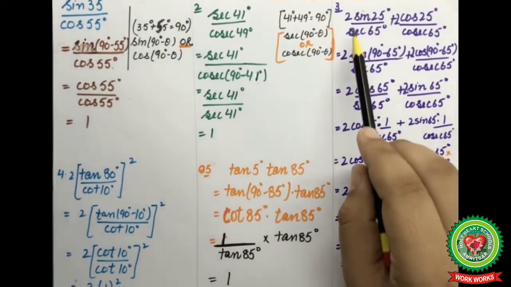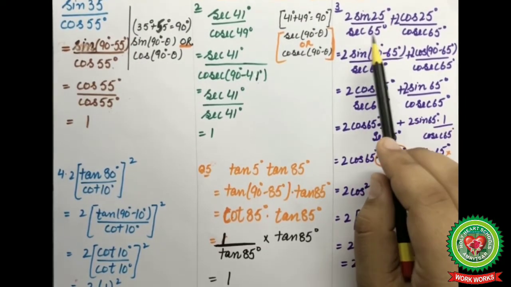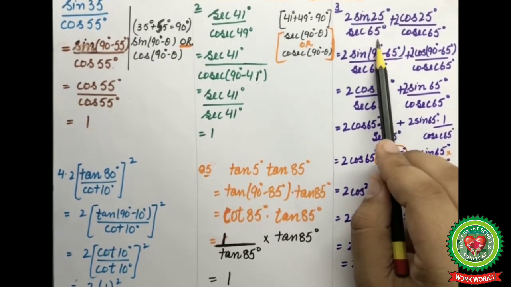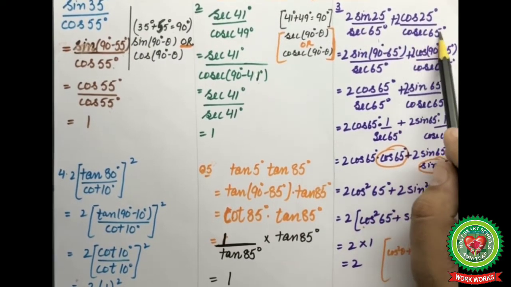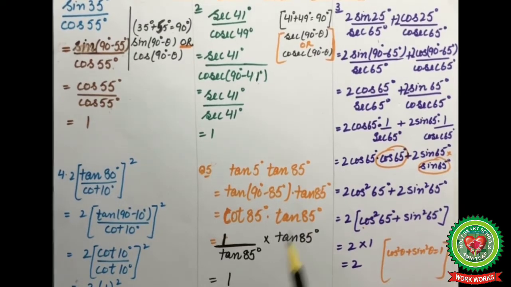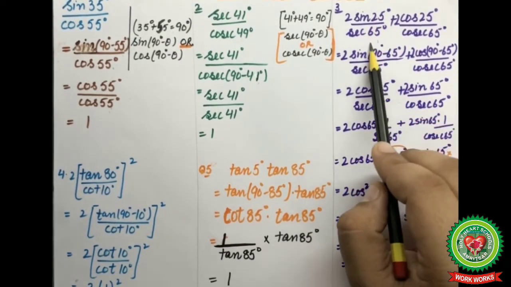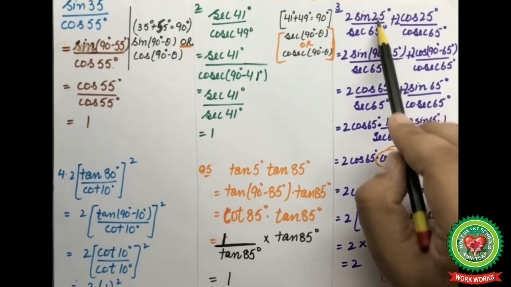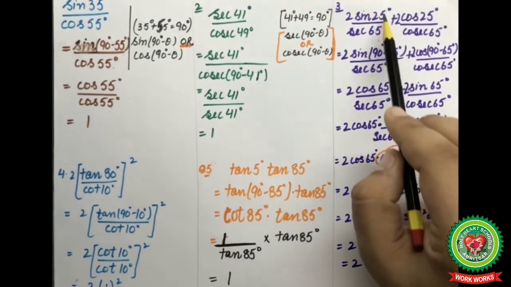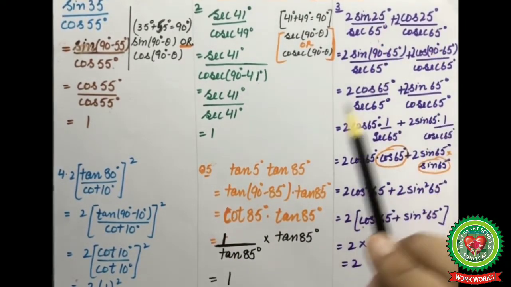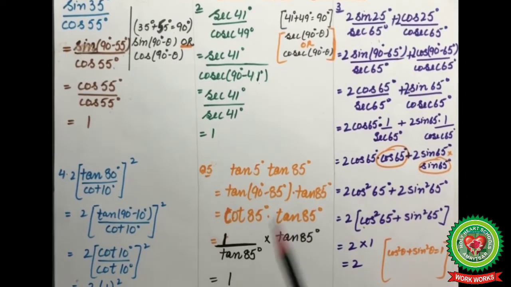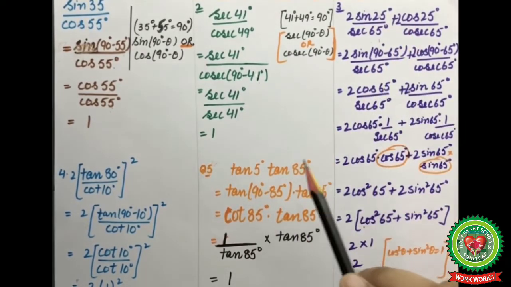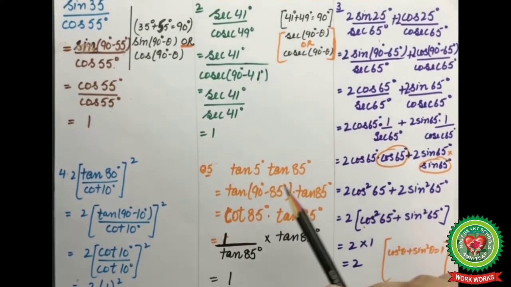The third sum is 2 sine 25 degree upon secant 65 degree plus 2 cos 25 degree upon cosecant 65 degree. Now students, if we see in the numerator and denominator, the given angles are not the standard angles, and the sum of 25 degree and 65 degree comes out to be 90 degree. So that means we have to apply the concept of complementary T ratios. So we are going to now apply the concept of complementary T ratios in the numerator.